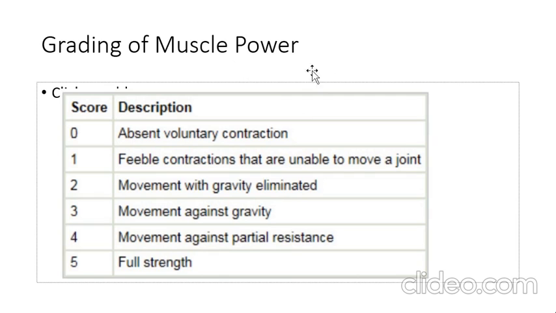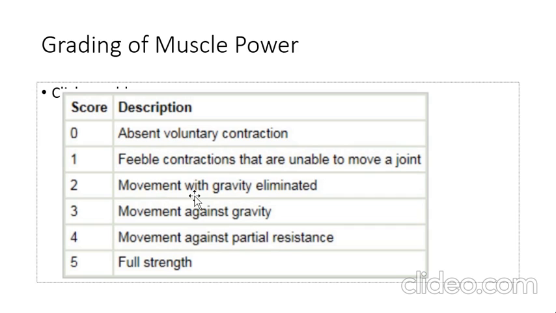We have seen power. Now, how will we grade this power? Depending on this grading system, we can grade the power. So, 0 is when there is no contraction, okay? Totally relaxed, totally flaccid. 1 is a feeble contraction that you can feel, bits of contraction, but the patient is unable to move a joint.